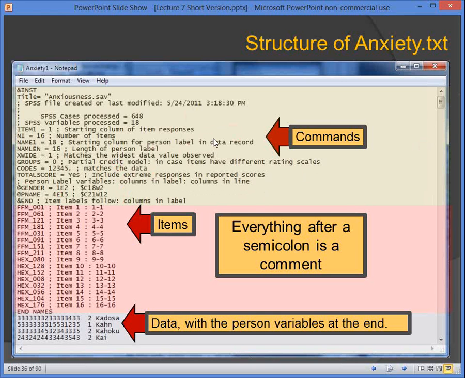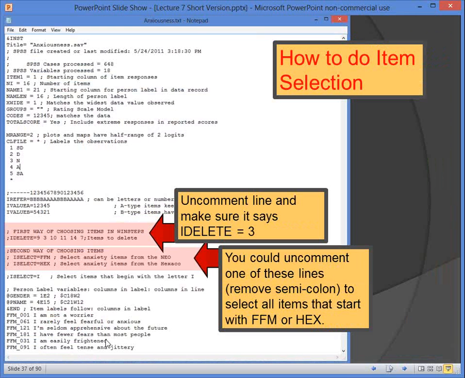Okay, so when you load anxiety.txt and actually look at the file in Notepad, what you find is that the file has 3 regions associated with it. At the top, you have a region of commands. That's followed by a region where you have your items and your item text. Below that, you have the raw item data, which is the 3s, 4s, and 5s. That may be followed by some person variables. Here, in this case, we have the gender of the persons as well as the spelling of the persons' names. So the file structure of WinSteps is that the command files are divided into 3 regions.